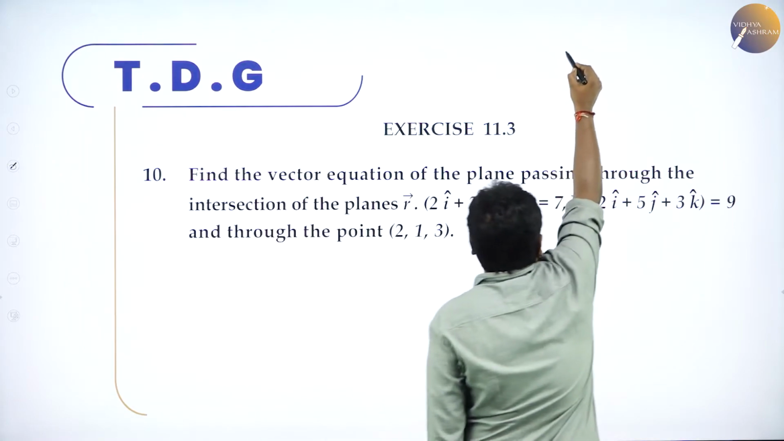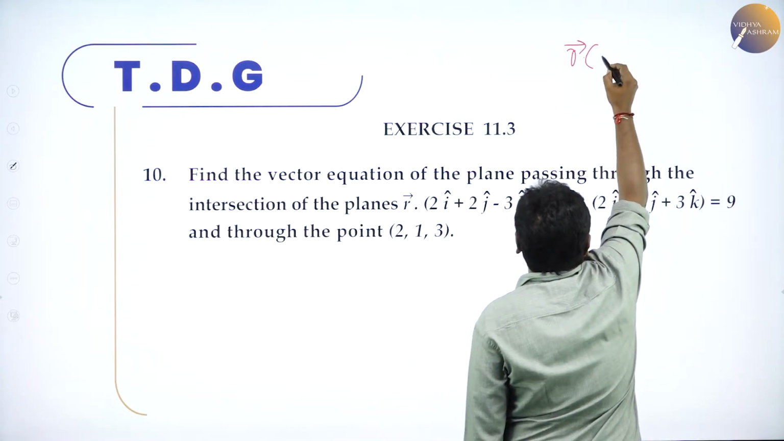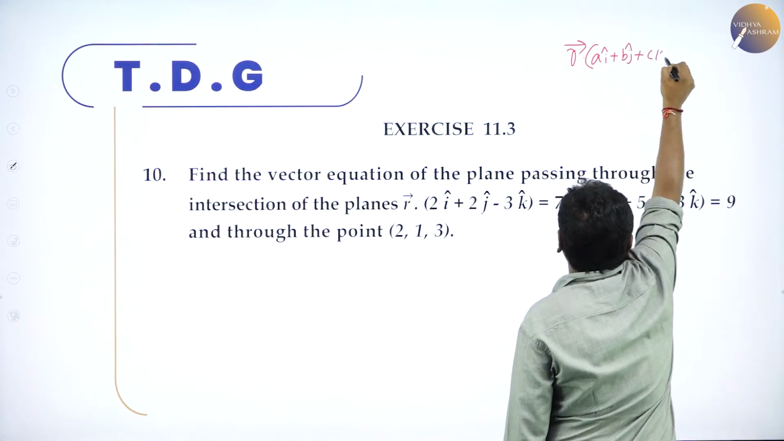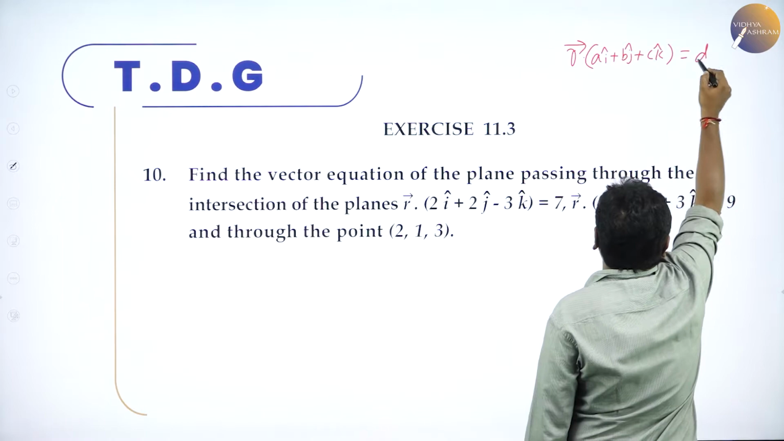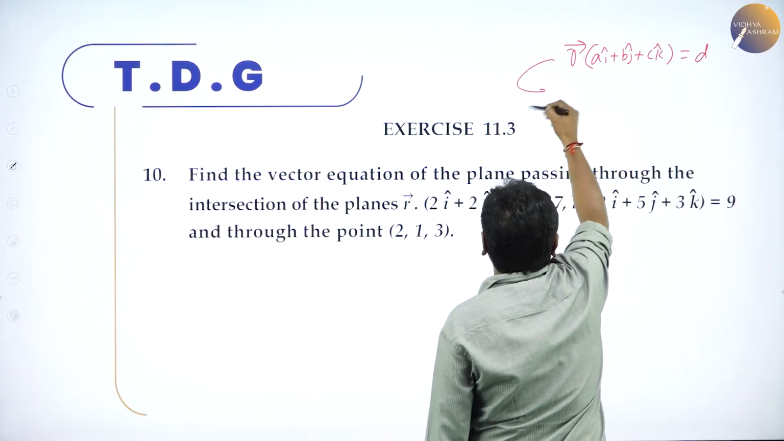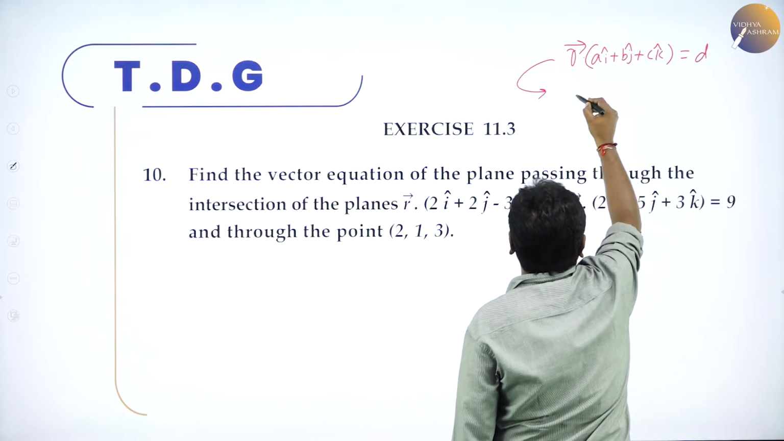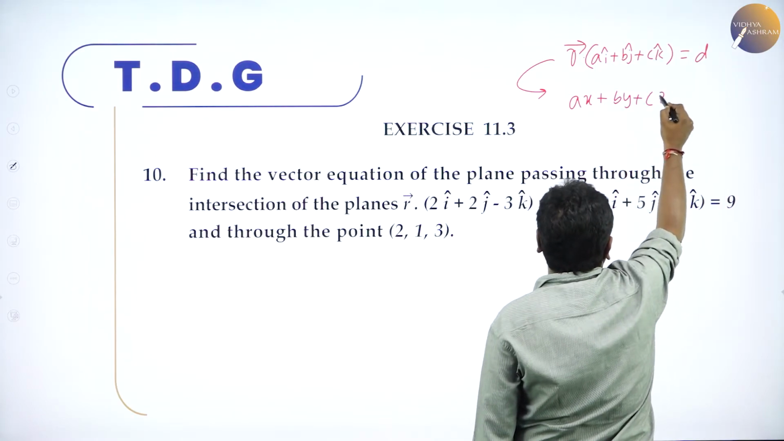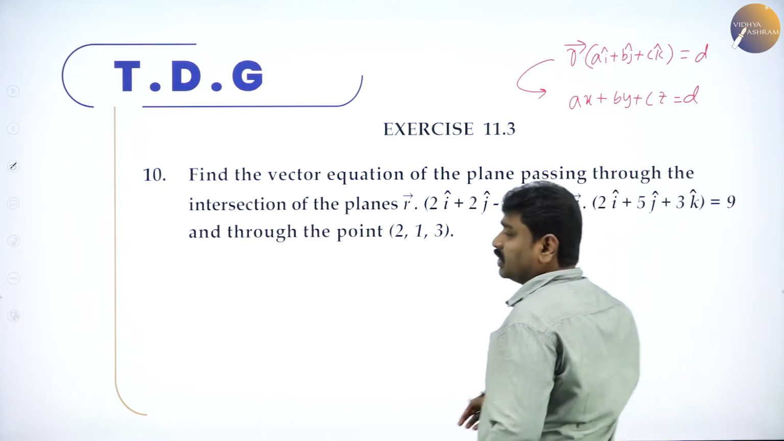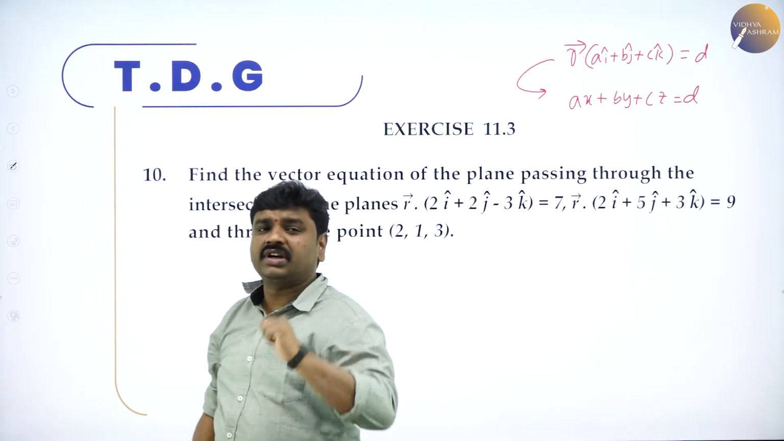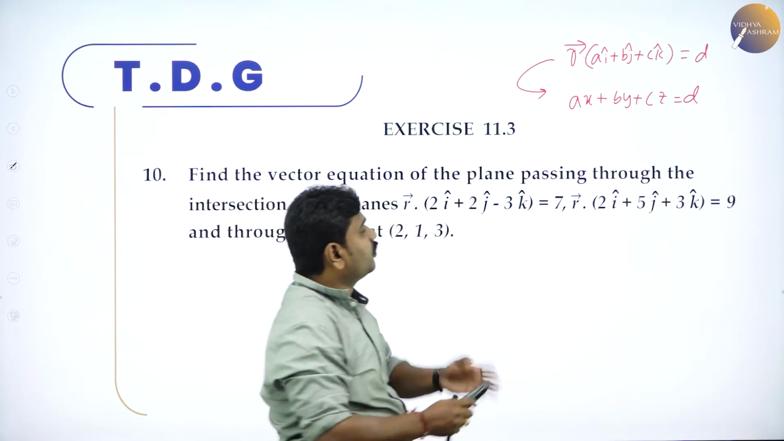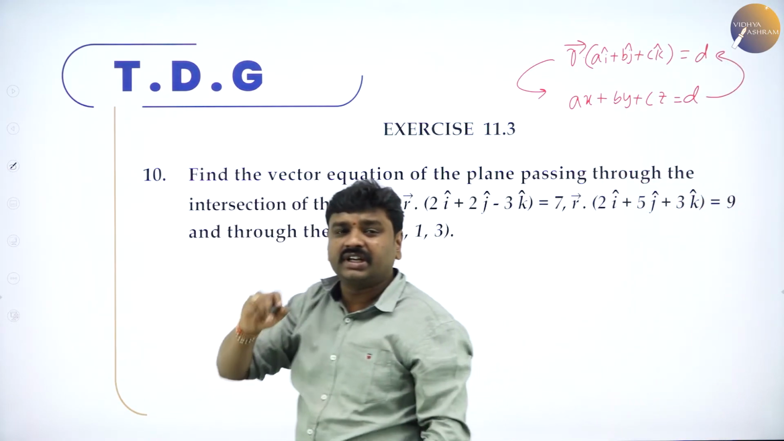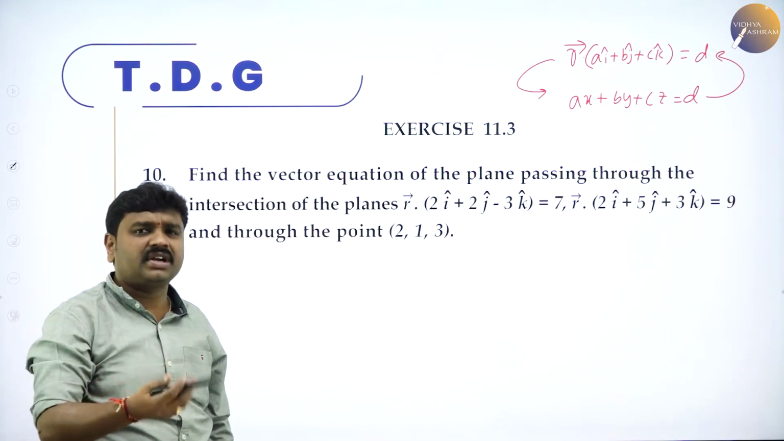So dear students, if they give r dot (a i cap plus b j cap plus c k cap) is equal to d, this is the vector form. The Cartesian form: replace i j k with x y z, so ax plus by plus cz is equal to d. This is the Cartesian form. Simple. They gave the vector form, you convert it into Cartesian form. Further, if you want, you can convert back to vector form again.